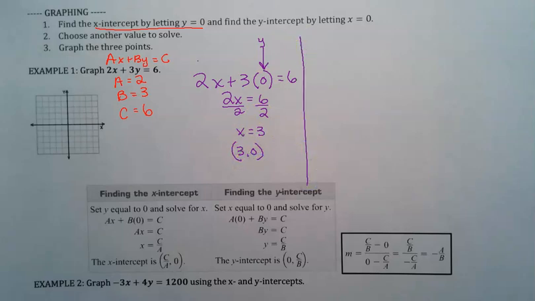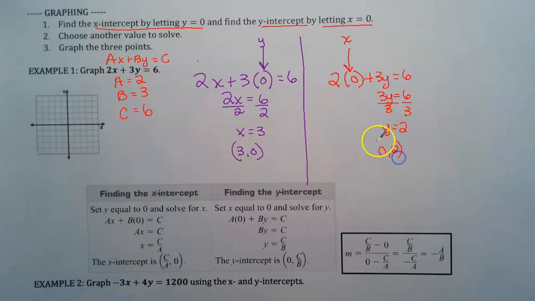All right, on the next one, we're going to find our y-intercept by letting x equal 0. So we have 2x, well we're going to have that be 0, plus 3y equals 6. That leaves us with 3y equals 6, divided by 3, y equals 2. But again, we have an ordered pair because we let x equal 0, and we just solved for our y, so this ordered pair is 0, 2.